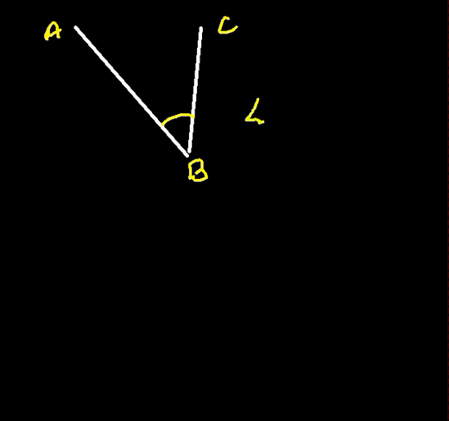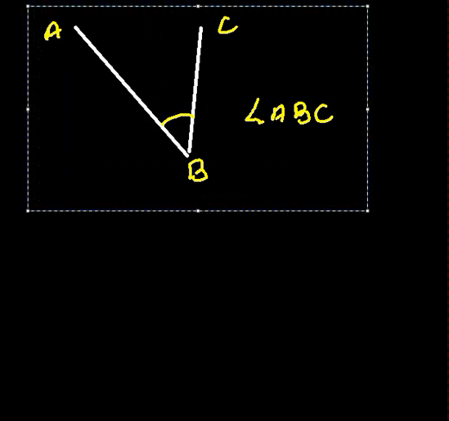Let's say this is A, we have B, and this is C. And what is the angle formed? It is given as the angle ABC. Which means the letter at the center represents where the angle has been formed. So keep that in mind.